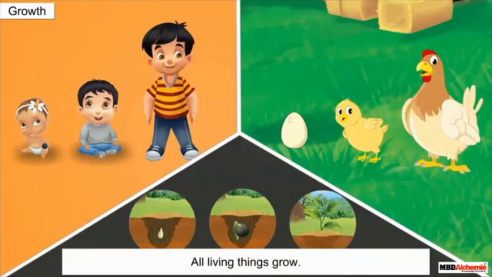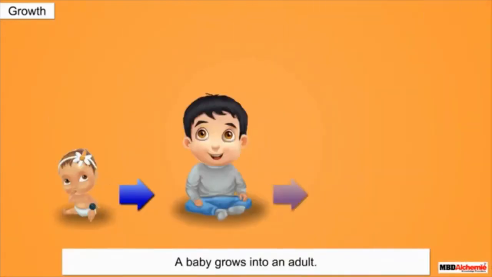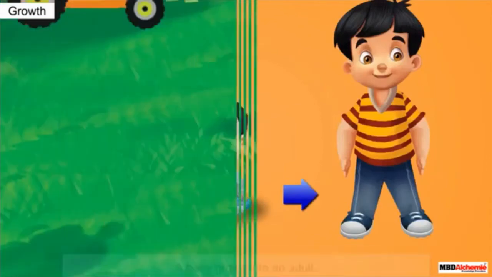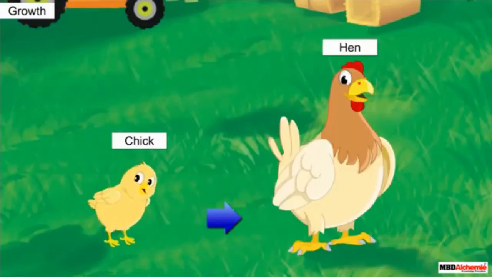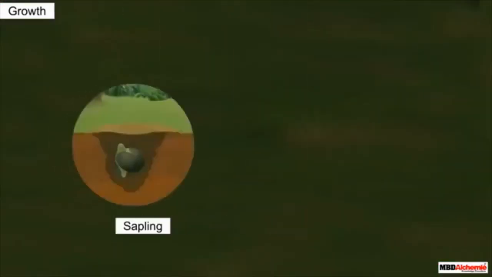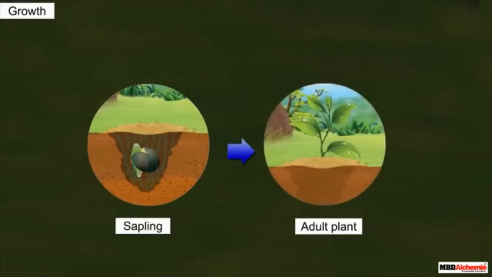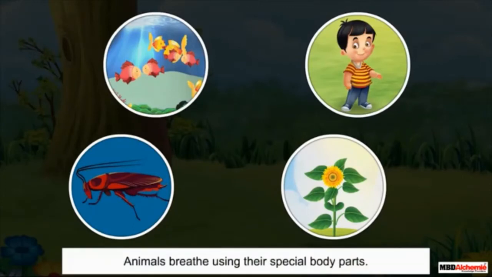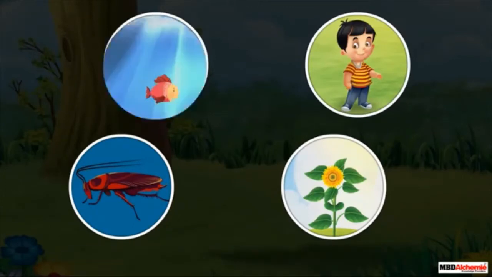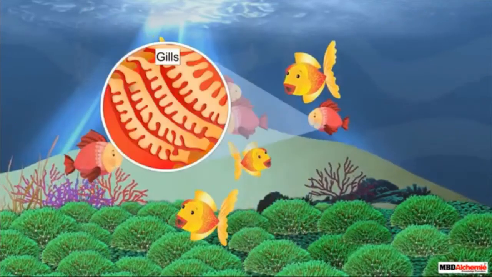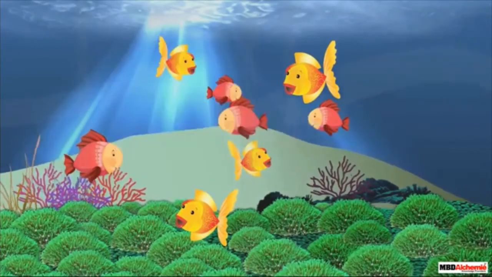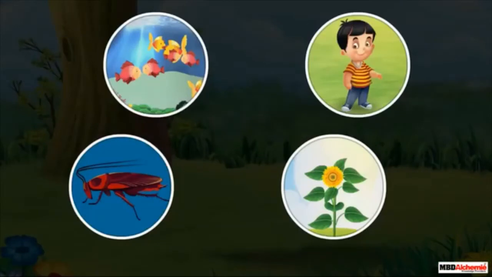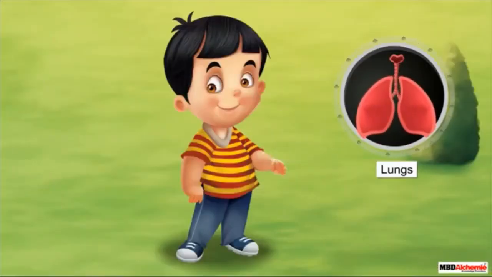Another characteristic of living things is that they grow. A baby grows into an adult. A chick grows into a hen. And a sapling grows into a plant. All living things breathe. Animals breathe using their special body parts. For example, a fish uses its gills to breathe. Human beings use their lungs to breathe.